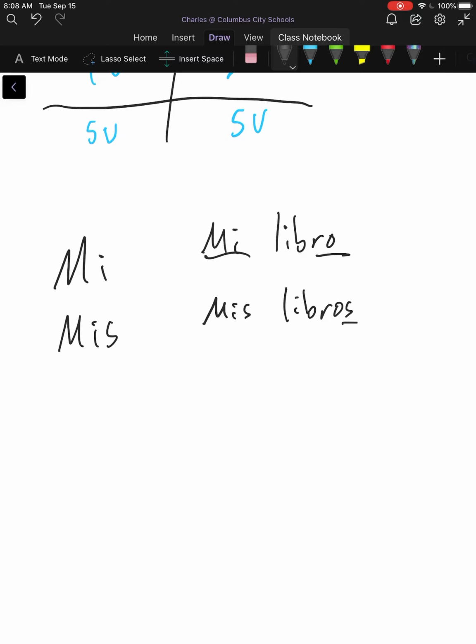It is. The S matches the S. There aren't any more of me. There's still only one of me. I made the mis match the libros. Makes sense, right? But hold on.